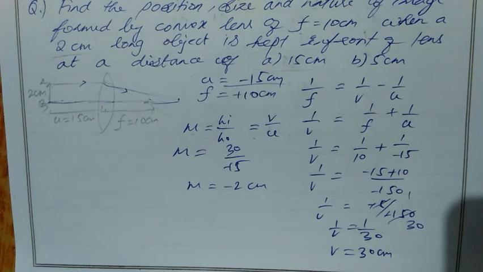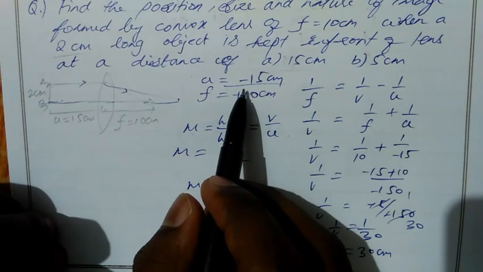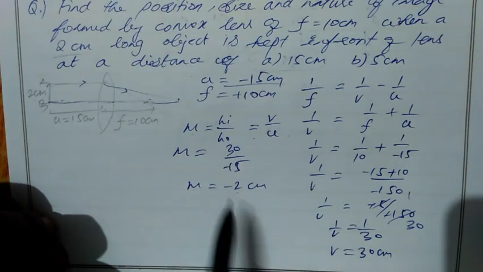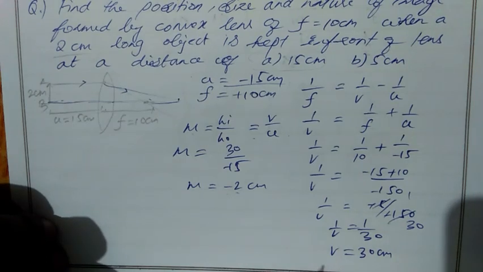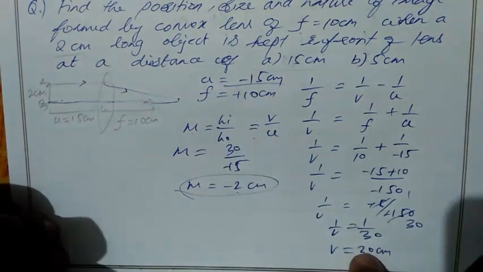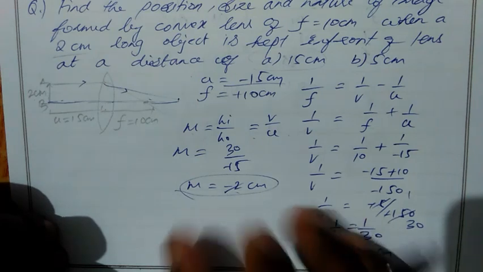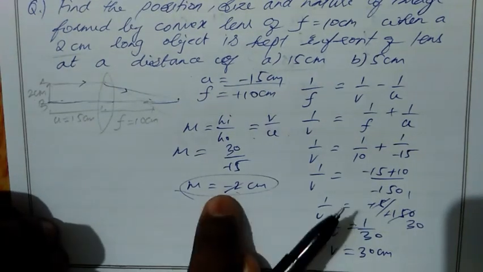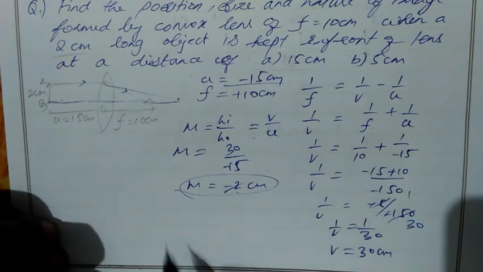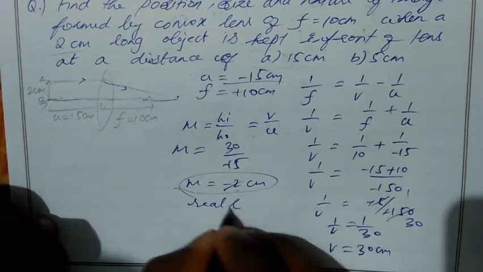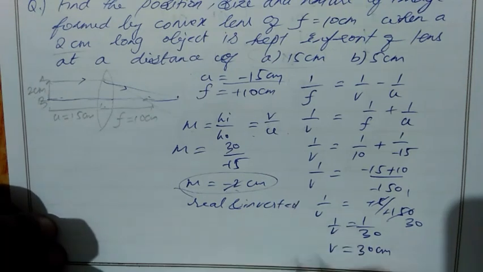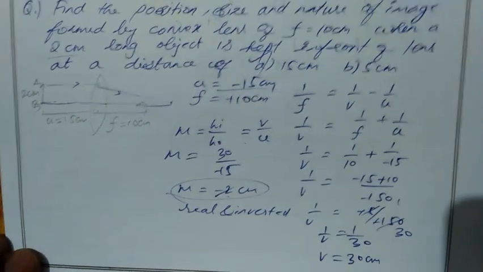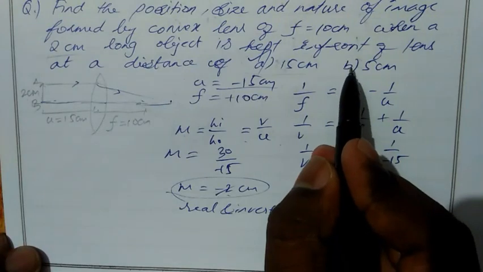Okay, magnification is minus 2, which means the object is only 15 centimeter, but the image is twice the size of object, 2 times greater than object. That is magnification. Okay, so image 30 centimeter, object only 15 centimeter. So image is 2 times bigger than object. Clear? So we have negative sign for magnification. If it is negative sign, then the nature of image is real and inverted. So first case completed.